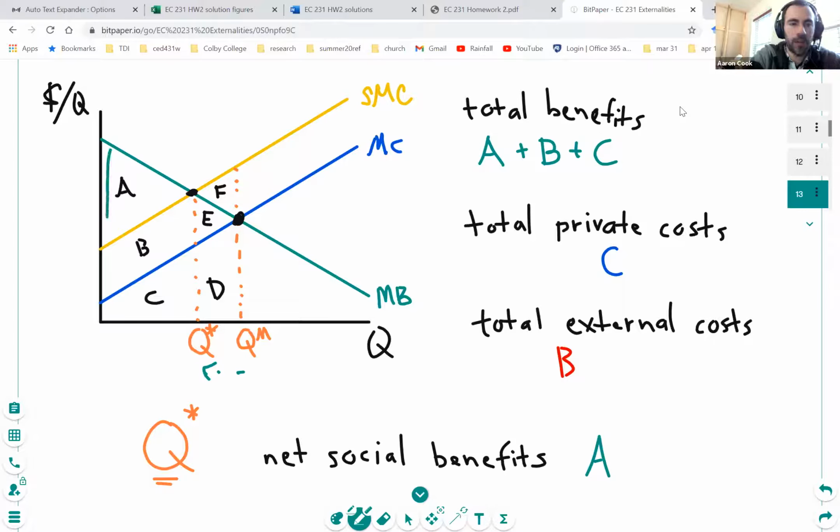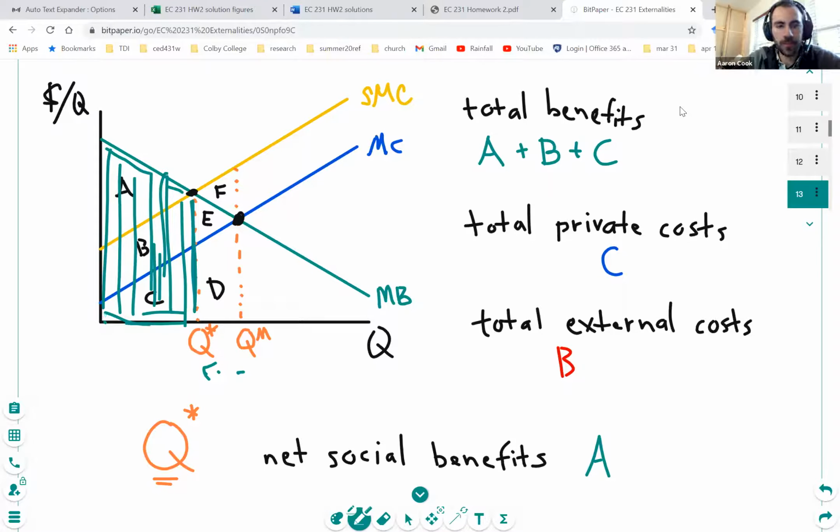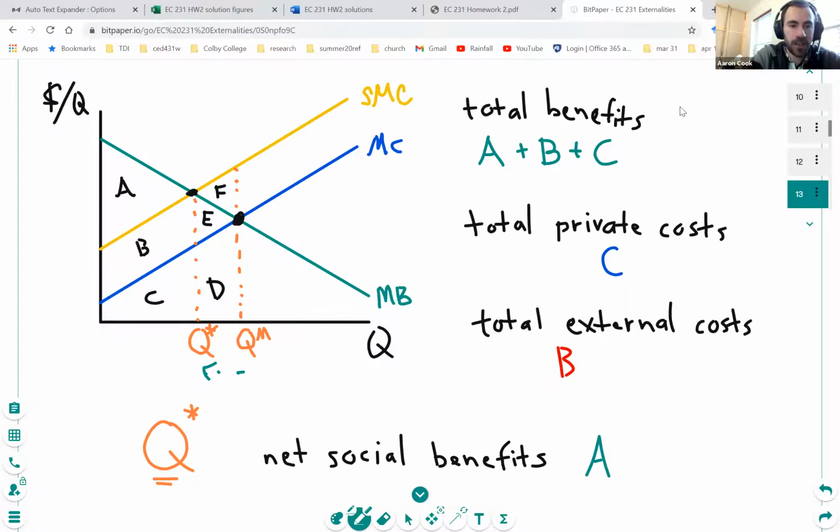We notice that the total benefits of that quantity are A plus B plus C. A plus B plus C, that's the total benefits of Q star. The total costs of Q star, the total private costs of Q star are area C. And it stops at Q star because we're not producing the units between Q star and QM any longer. We've cut back from there. And then just as before, the total external costs are the area between the social marginal cost curve and the private marginal cost curve up to Q star, because we're only producing Q star at this point.